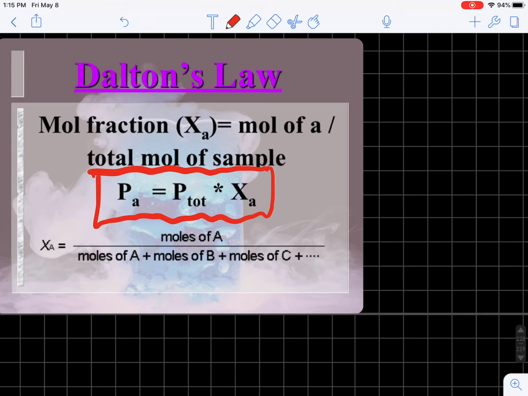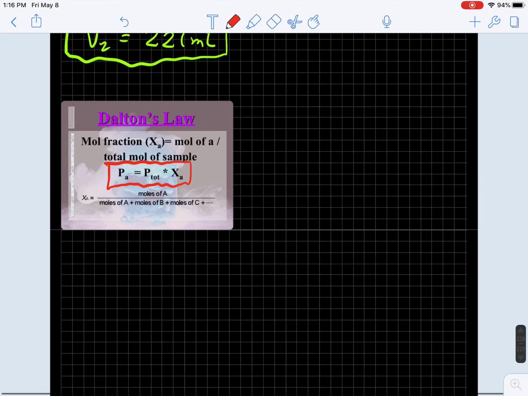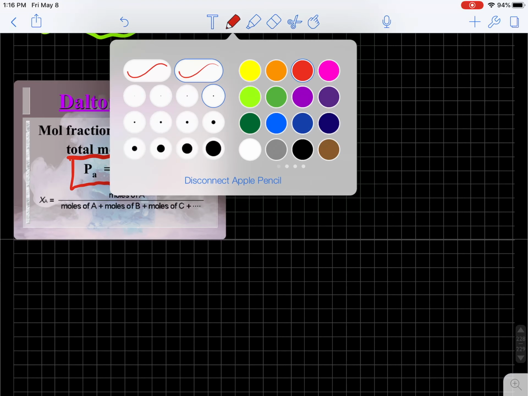And Dalton's law is really: the partial pressure of any gas is equal to the total pressure times the mole fraction of that gas. And the mole fraction is, again, the moles of that gas divided by total moles in a sample.